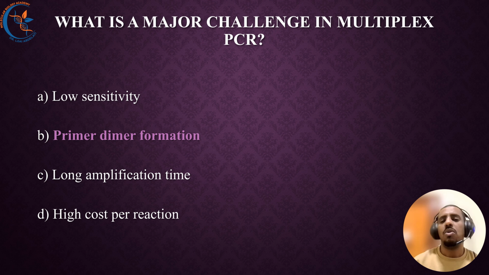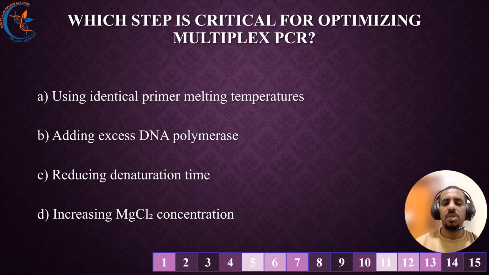even causing a failed reaction. Okay, factors like sensitivity in option A and cost in option D are less important in this case, and the time required remains similar to standard PCR. All right, let's move on. Okay, the next question here. Which step is critical for optimizing multiplex PCR?